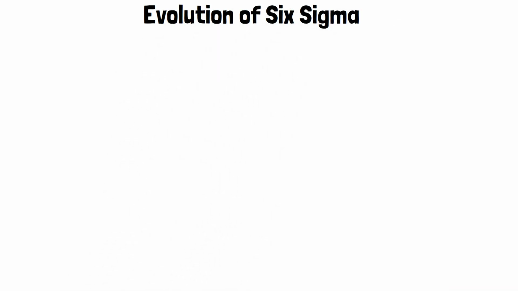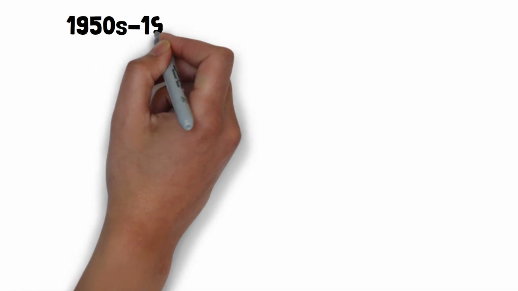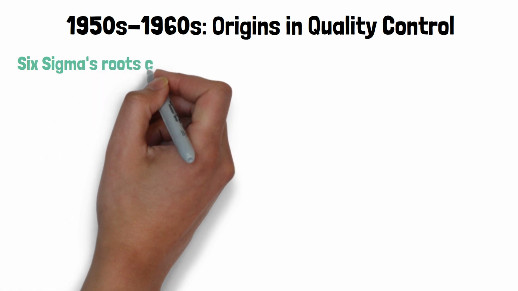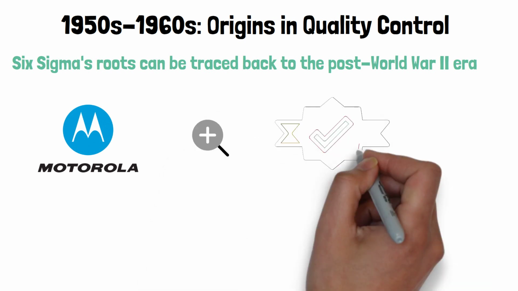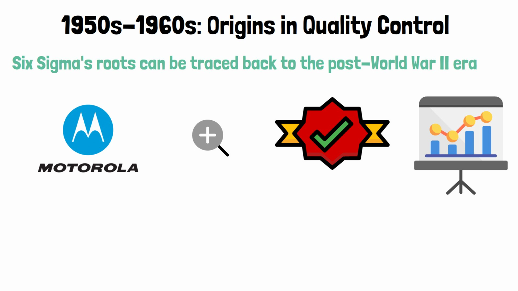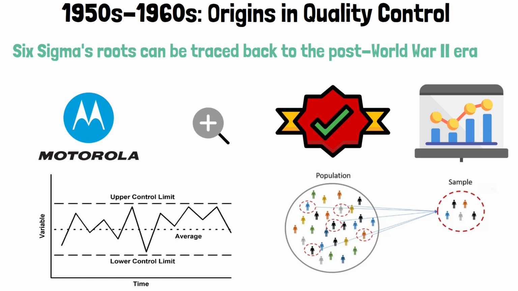The evolution of Six Sigma is a fascinating journey that has spanned several decades and evolved through various phases. Here's a brief overview of the key milestones in the evolution of Six Sigma. 1950s to 1960s, origins in quality control. Six Sigma's roots can be traced back to the post-World War II era when companies like Motorola began focusing on quality control and statistical methods to improve their manufacturing processes. Statistical methods, including control charts and sampling techniques, were the early foundations of what would later become Six Sigma.